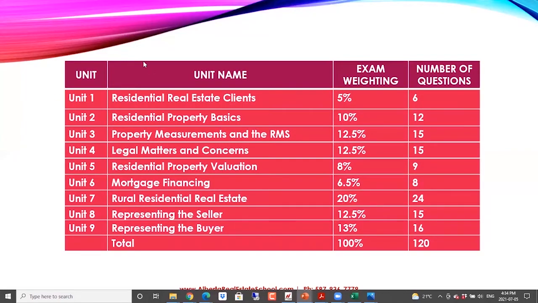So just to recap here, in terms of our exam weightage per unit, we are looking at unit 7, which is rural residential real estate, which is worth the most amount of marks. So 20% of the mark, so around 24 questions from the rural real estate unit here. Other than that, we have unit 8 and 9 that are important, as well as 3 and 4. All of these are worth around 12.5 to 13% of the mark. So 15 to 16 questions for all of these units.